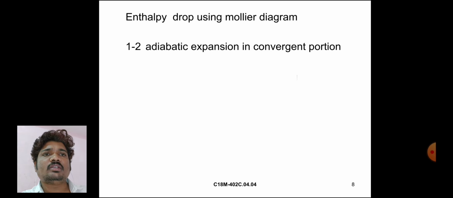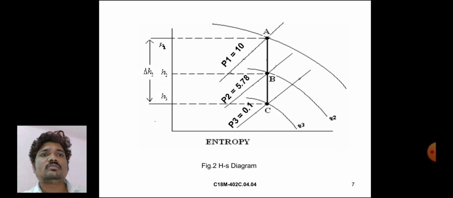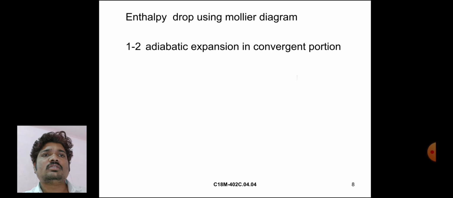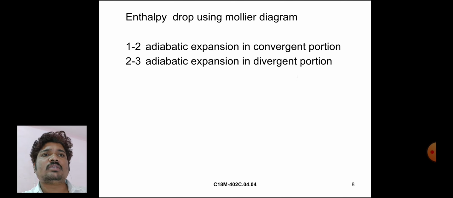1 to 2 is adiabatic expansion in the convergent portion. 2 to 3 is adiabatic expansion in the divergent portion. 2 is the throat portion.